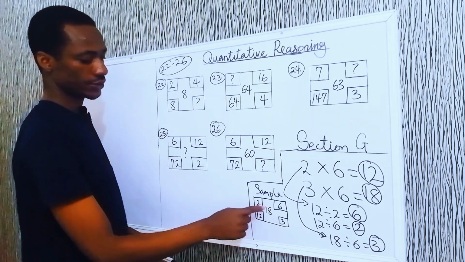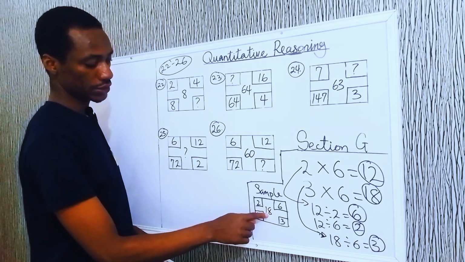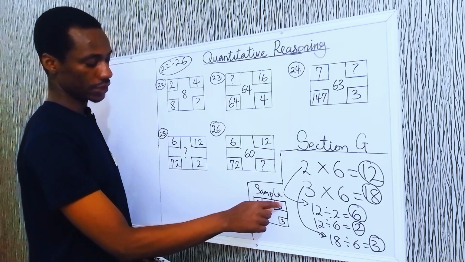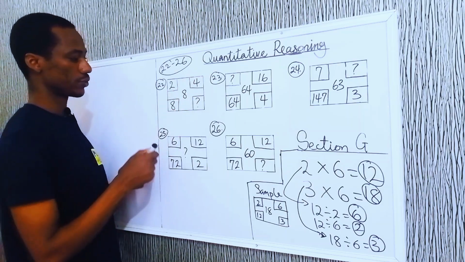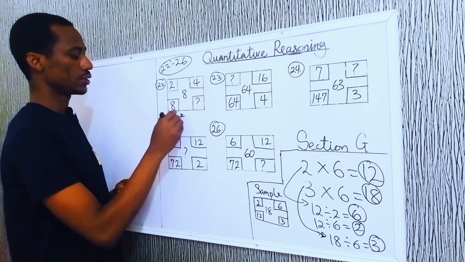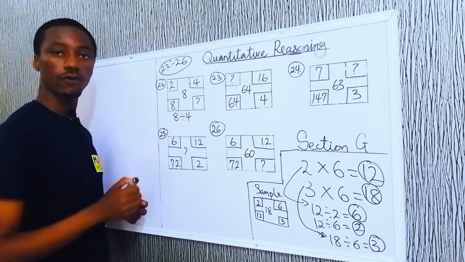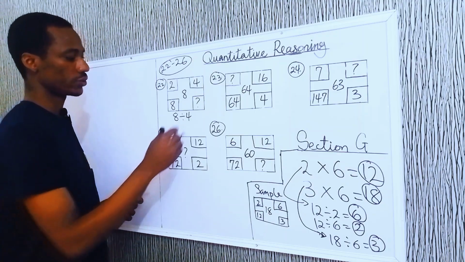18 divided by 6. So you see the position of 18 and 6 here. Alright, so that means this part divided by this part. So that would be this divided by this part. So that means we're doing 8 divided by 4. And 8 divided by 4 is what?